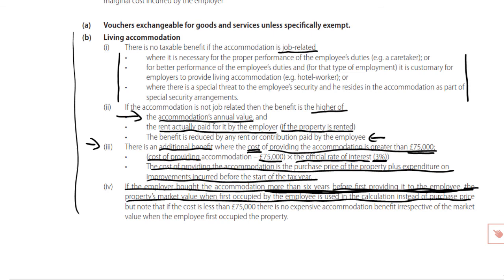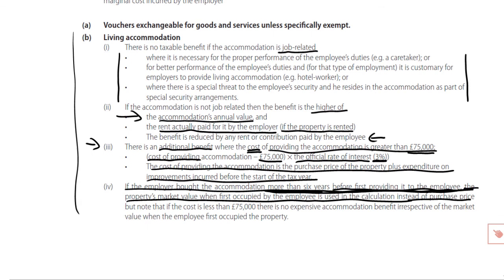Therefore, instead of comparing the cost of 100,000 with the 75,000 expensive accommodation benefit limit, we would instead look at the market value in 2015 when the employee first moved into it. It doesn't matter what is the market value now in the 16-17 year. What matters was the market value when he first moved in. That is again only used where, one, the original cost was firstly more than 75,000, otherwise it is not expensive accommodation and therefore there is no benefit to compute.